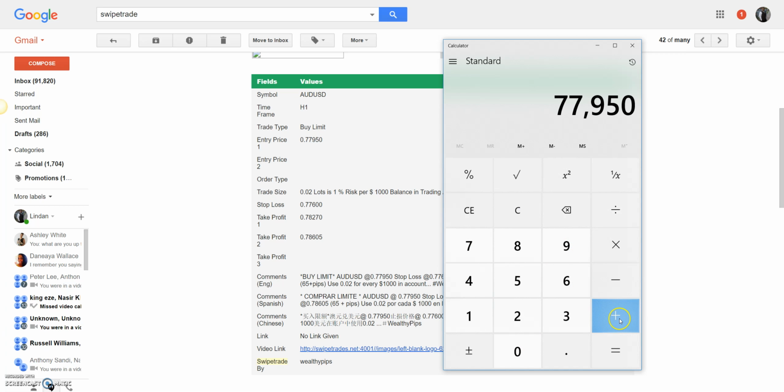It's a buy, so I would just plus 110. This number would be my take profit. I would go 0.78606. That would be the take profit. That would be 10 pips. And I would put that in 4 times, okay, to guarantee my 40 pips.